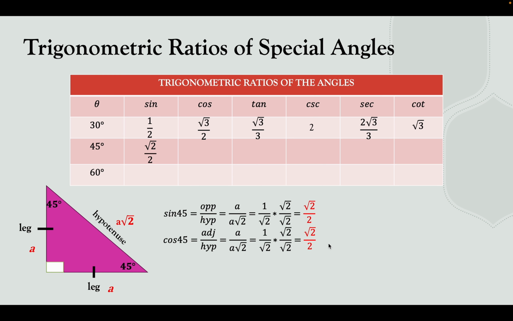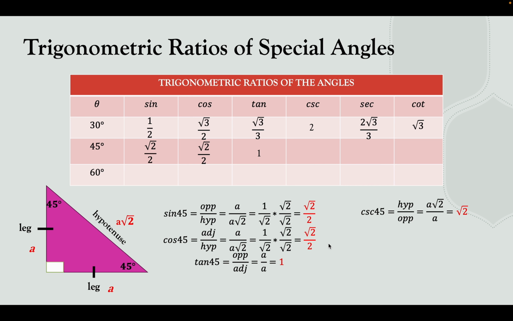Then cos 45 degrees, so we have adjacent over hypotenuse. Same, we have a over a square root of 2. So simplify, we have 1 over square root of 2 multiplied by square root of 2 divided by square root of 2. So we have 1 times square root of 2, and then square root of 2 times square root of 2, we have 2. So we have square root of 2 over 2 as cos 45. So let's proceed. Tan 45, opposite over adjacent. So we have a over a. So that means we have 1.